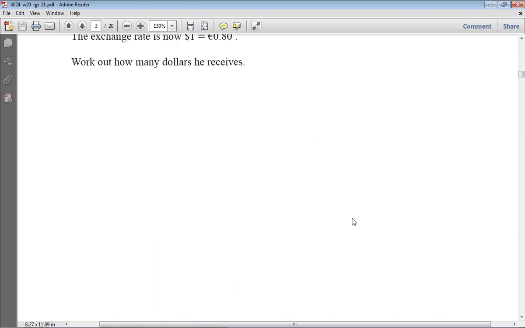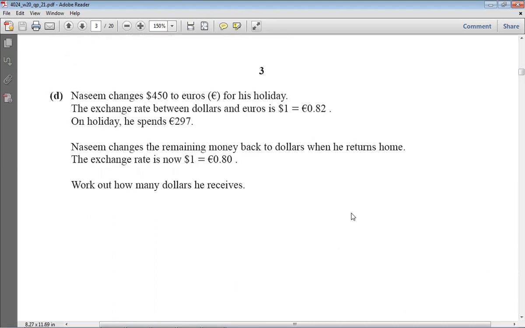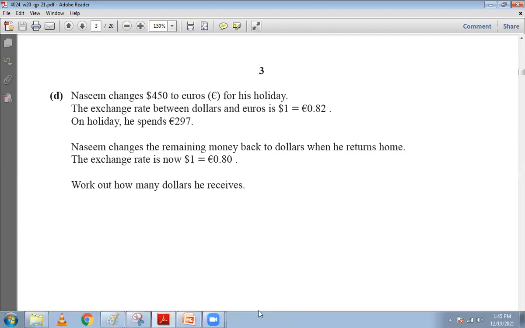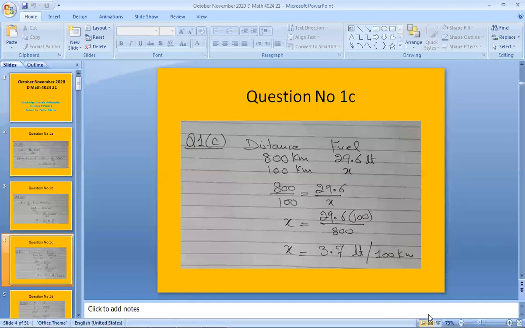You see, in this question, first you will convert the dollars into euros. The exchange rate is this, and you will use this. And whatever the euros you get from those euros, you will subtract this 297 euros, because this is the money he spent. And then the remaining euros, you will convert them back into dollars, but this time you will use this exchange rate. So let me show you how I have done this.